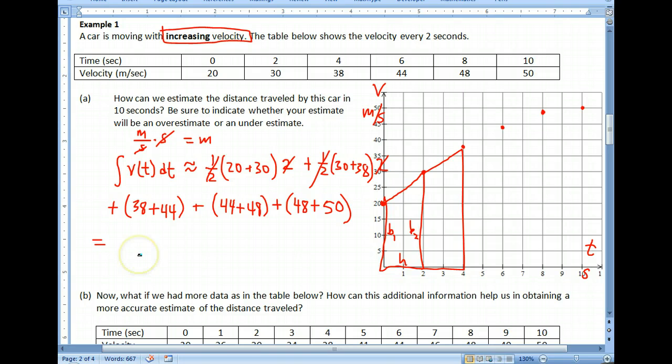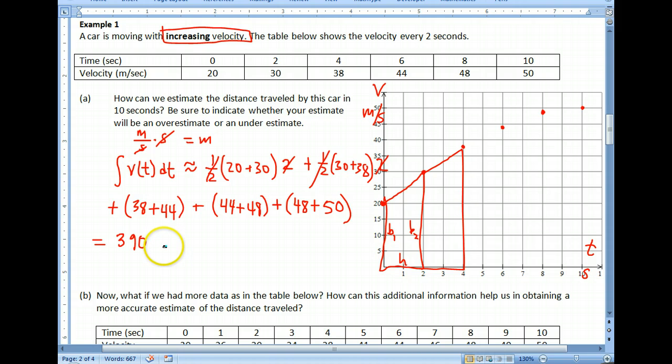Did anybody else get 390? I need one other confirmation of 390, please. I just wanted 380. Maybe she made a mistake. 390 or 380? I got 390. You get 390 also? Okay. So 390.